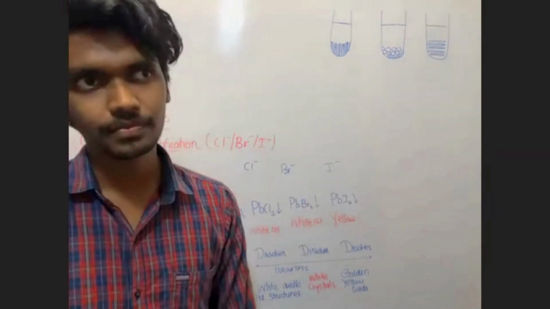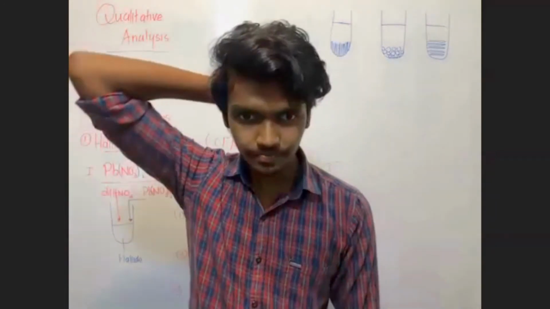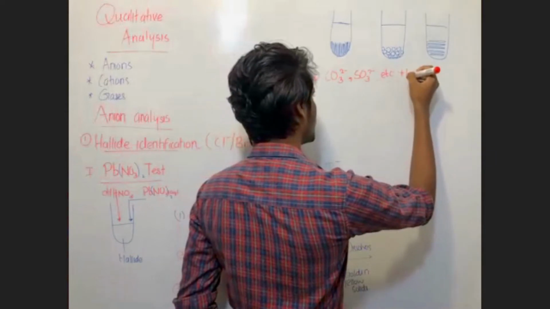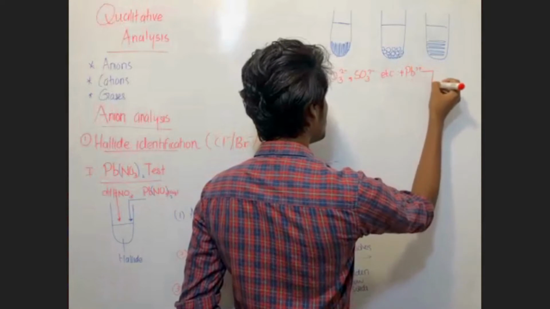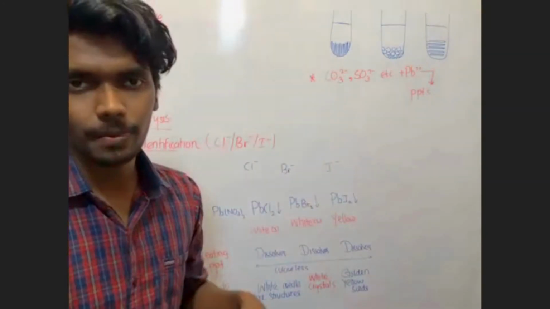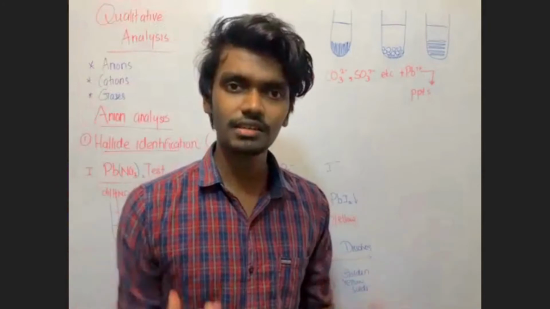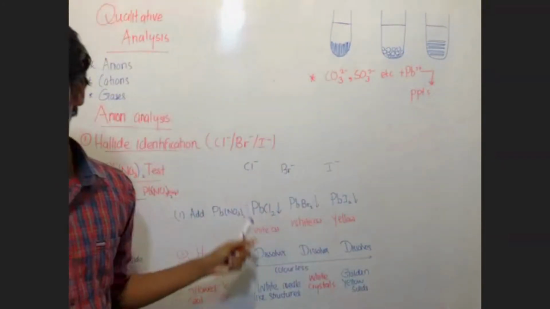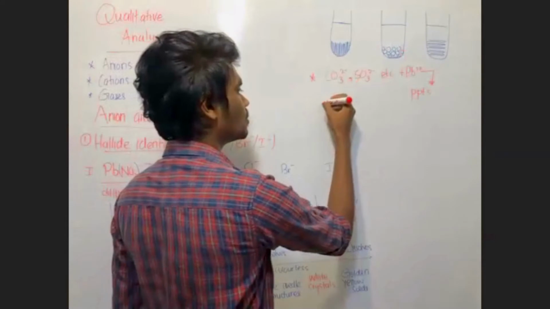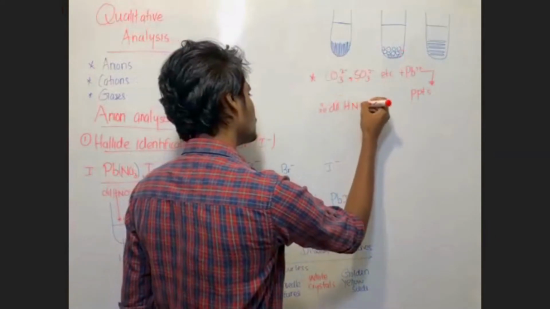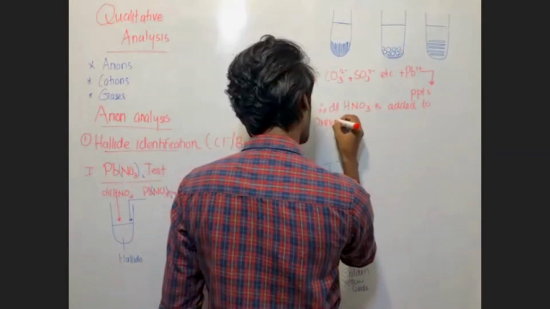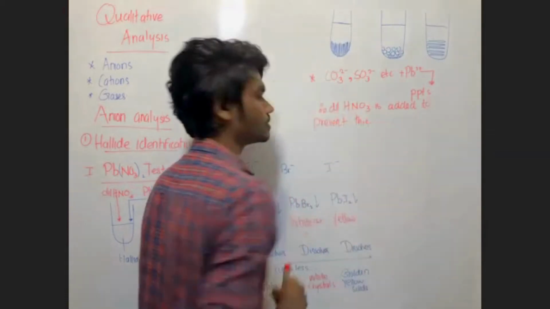Once again, why do you add dilute HNO3? Anions present with lead 2 plus will form precipitates. If they form precipitates, the lead 2 plus concentration in the medium is going to reduce. So dilute HNO3 is added to prevent this. All right.